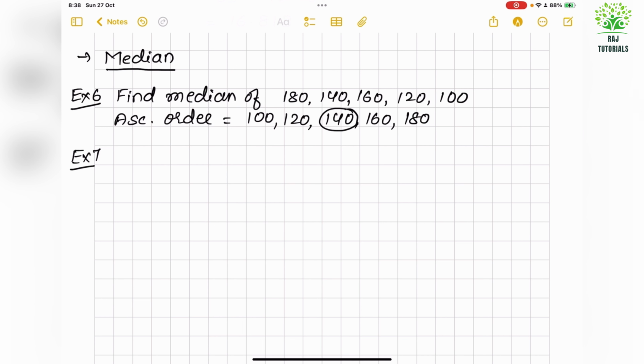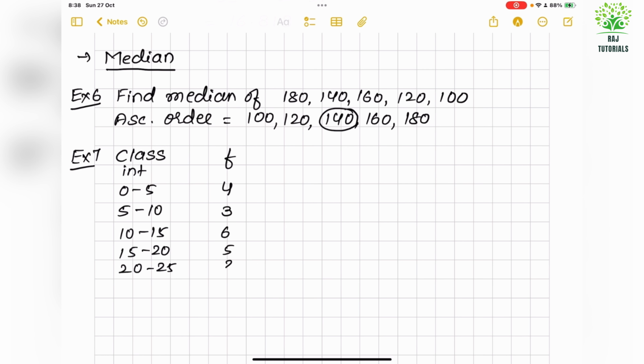Now let us have one example to show median. Now class interval and f. So these two things will be given to you: 0 to 5, 5 to 10, 10 to 15, 15 to 20 and 20 to 25. Now f: 4, 3, 6, 5 and 2. So if I add it, sigma fi, which is here called n, so n will be equal to 20.